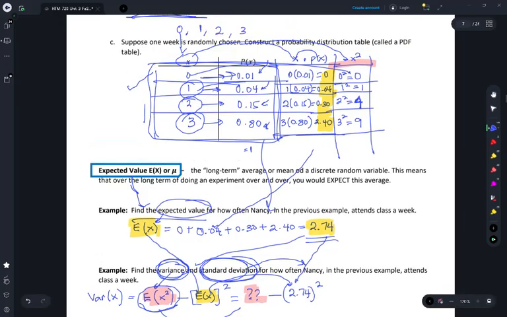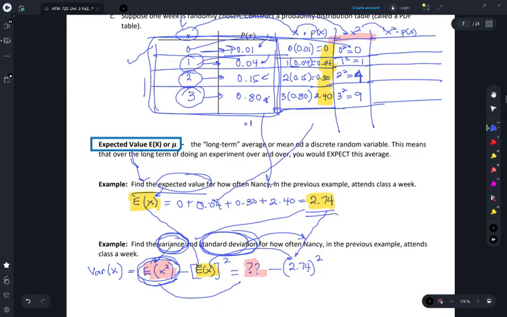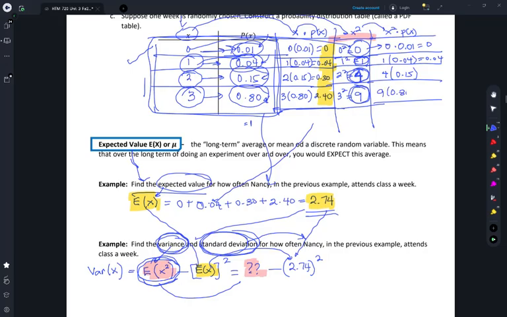Then to find the expected value of x squared, we take each x squared value multiplied by its respective probability. The x squared values we have gotten are 0, 1, 4, and 9. We're going to say, for instance, 0 multiplied by its respective probability, which is 0. And then next, it will be 1 multiplied by 0.04, its respective probability. And then next, you have 4 multiplied by 0.15. And lastly, 9 multiplied by 0.80.